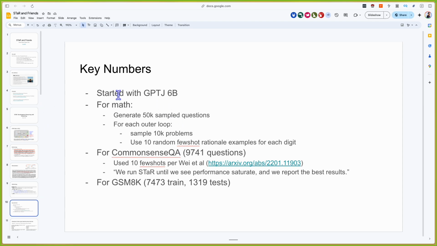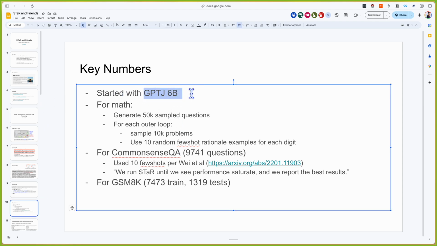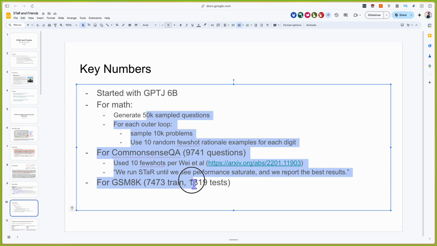Because it's a 2022 paper, it actually started with GPT-J 6B, a super small model by modern standards. They had a few datasets: math, CommonsenseQA, and GSM8K. I don't really have any quarrels with this. I wish the descriptions were better.